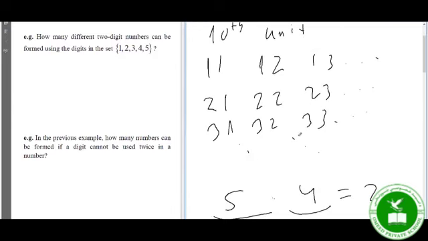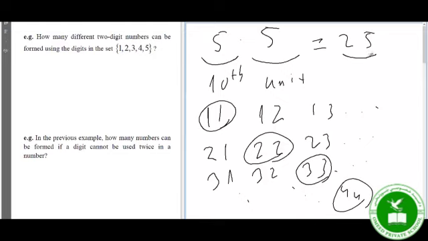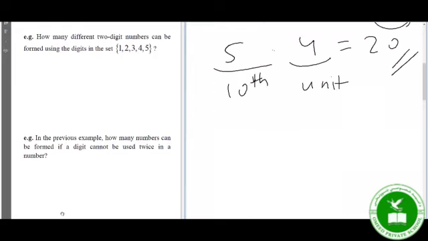As you saw in the previous example, these are 11, 22, 33, 44, and 55. The total number of two-digit numbers we can form is 25, and 5 of these are numbers with a digit used twice. So if we subtract 5 from 25, we get 20. It means 20 two-digit numbers formed by these 5 digits have digits that are not used twice.